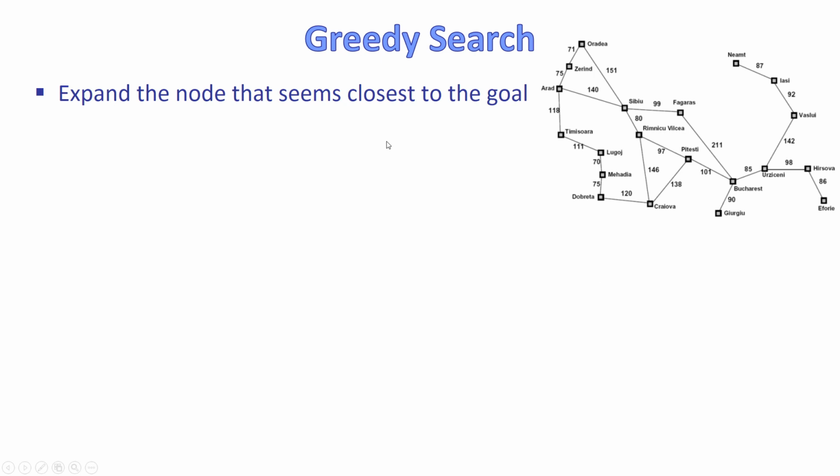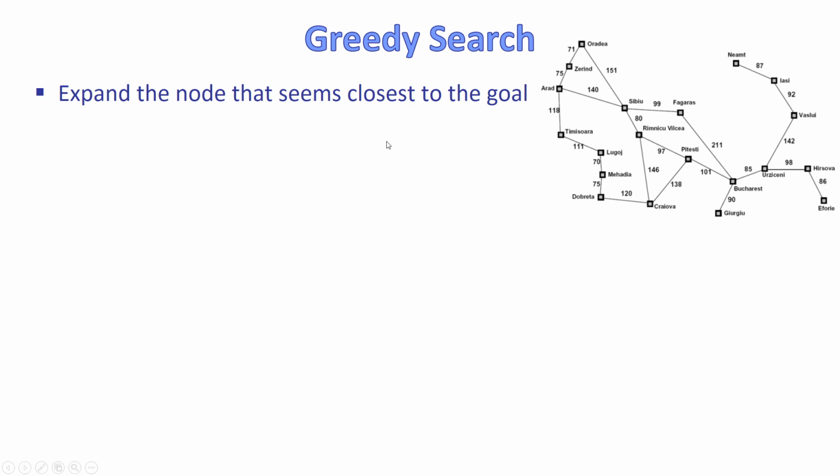So in greedy search, we expand the node that seems closest to the goal. At any point in time, we have the nodes in the fringe, and we look for the node that has the least cost to the goal. Which is kind of logical, right? If I am in a position and I want to take a direction to the goal, I should probably take the direction where I think it is the closest to the goal. Now the question is, how can I know which one is closest to the goal? Of course, by using the heuristic function.